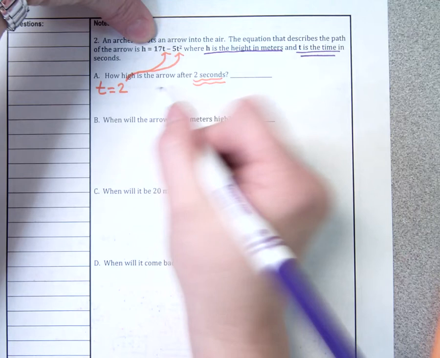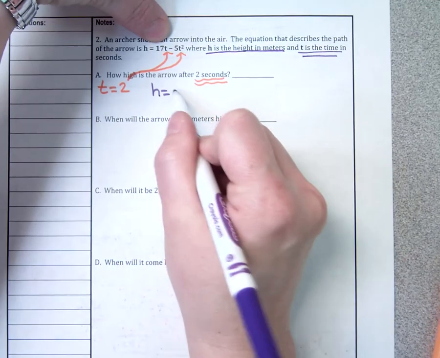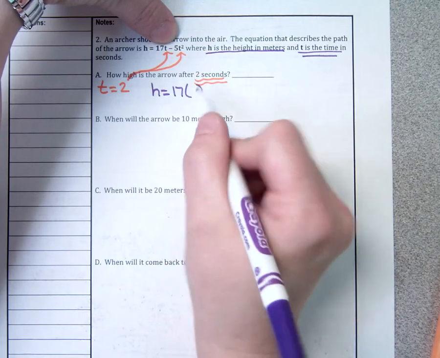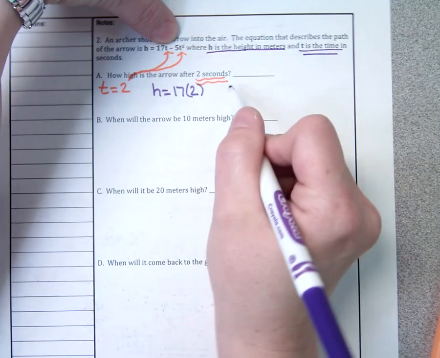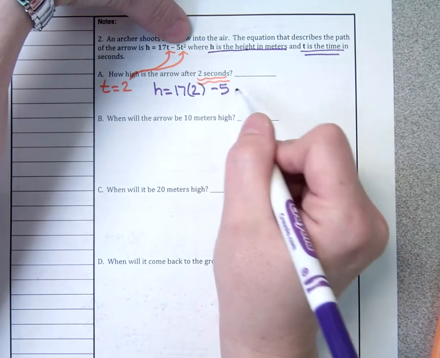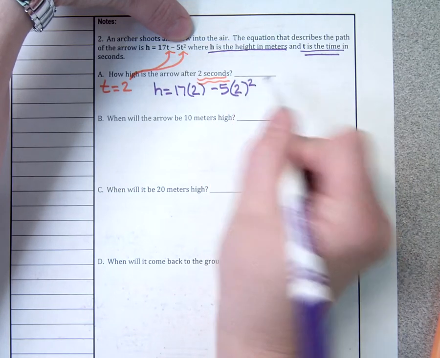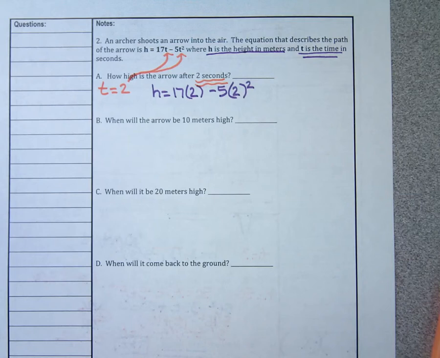So it would say h equals 17. Where the t is, I slap my parentheses down and I plug in a 2. Minus 5. Where the t is, I slap my parentheses down, plug the 2 in, and recopy the squared. Okay, put that in your calculator. Tell me what you get.